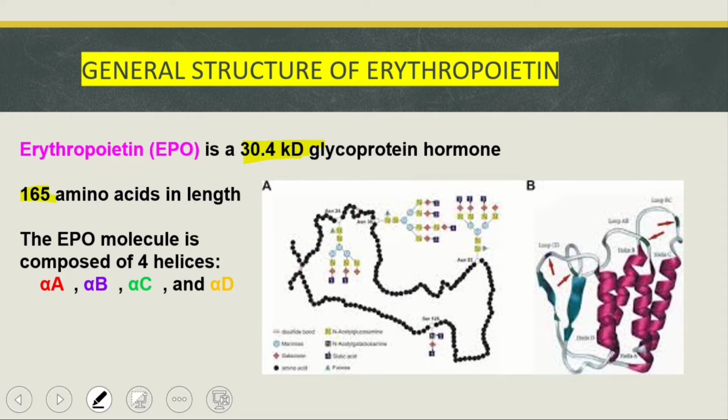And the EPO molecule is composed of 4 helices, alpha, beta, and also these 4 helices we see here. Now if you see here, this is the 3D structure of the EPO hormone, and also you can see all the amino acids arranged.